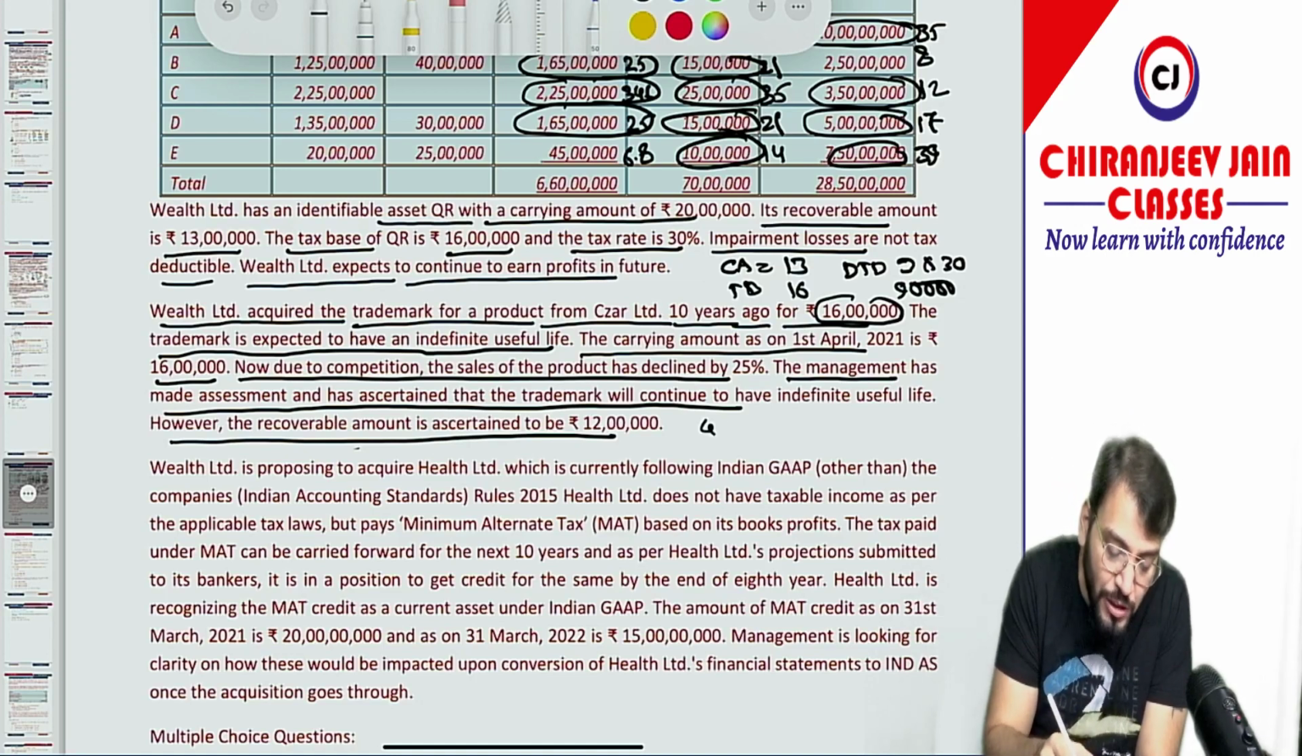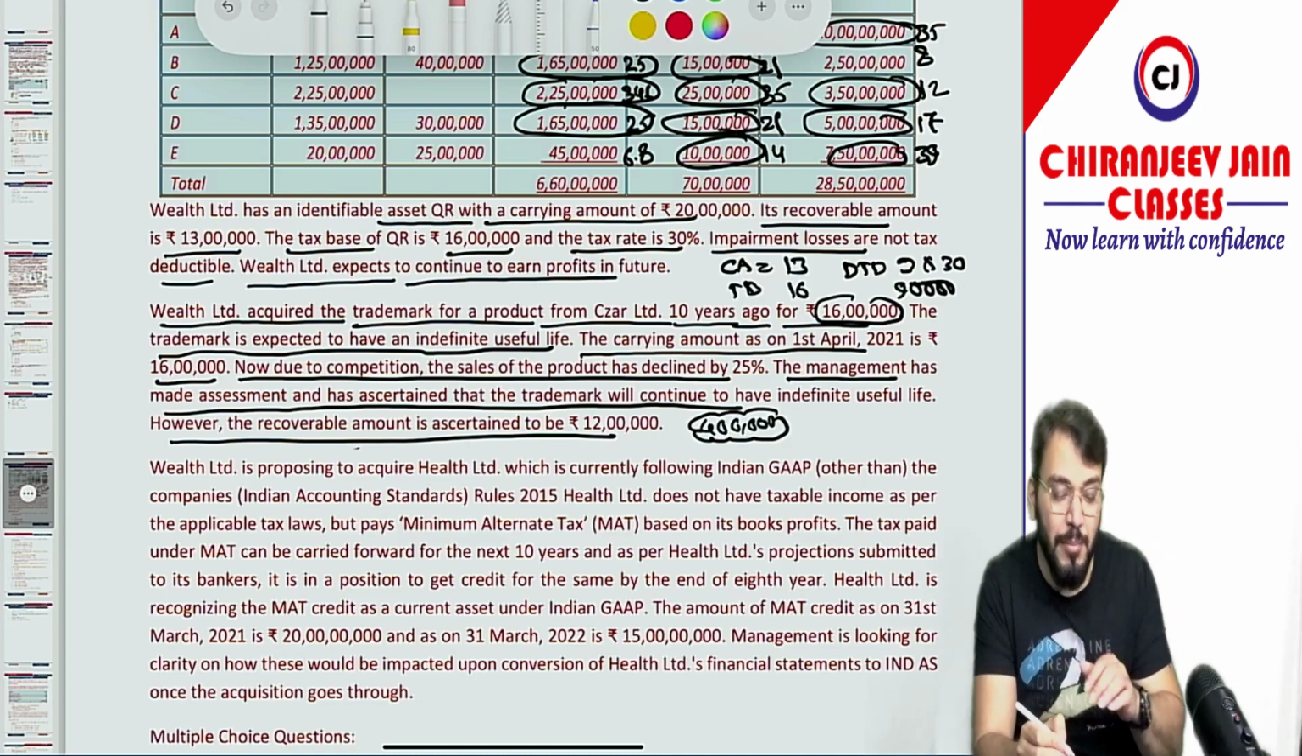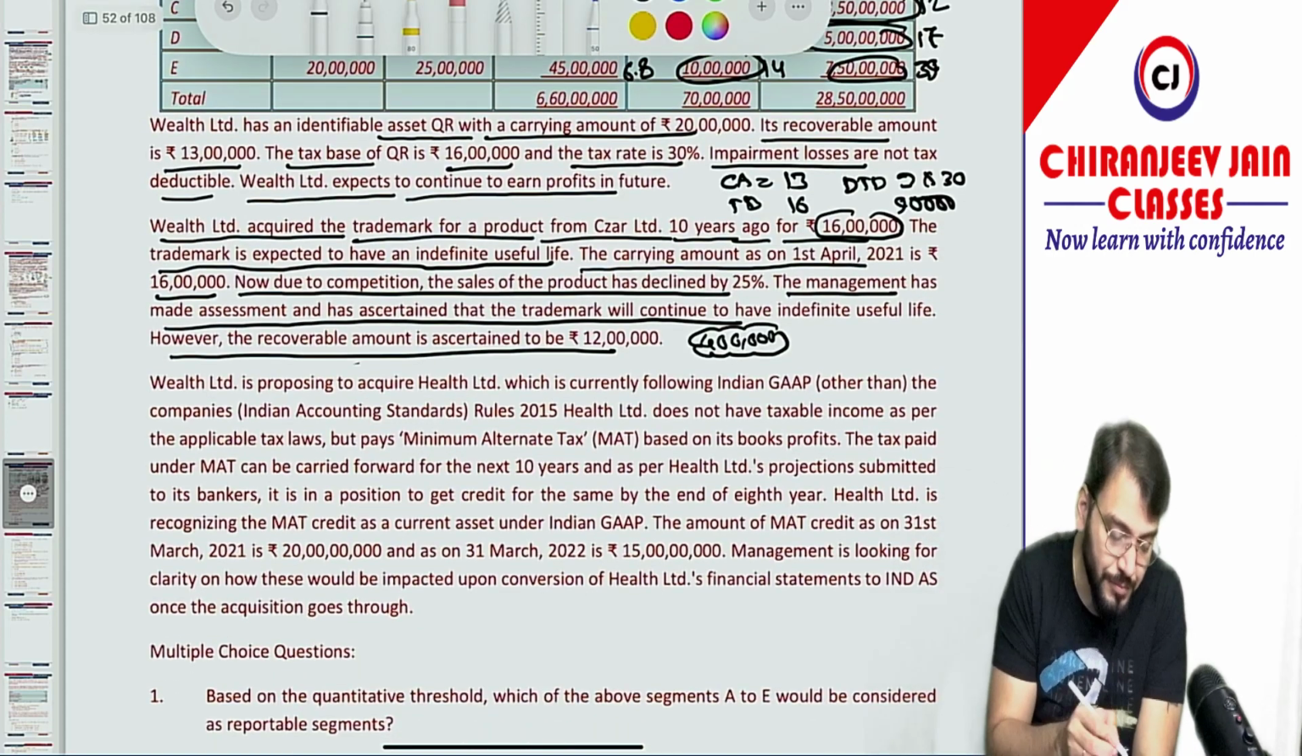So what is the impairment loss? Impairment loss will be 4 lakh, and we'll do impairment based on annual impairment testing irrespective of indicator.